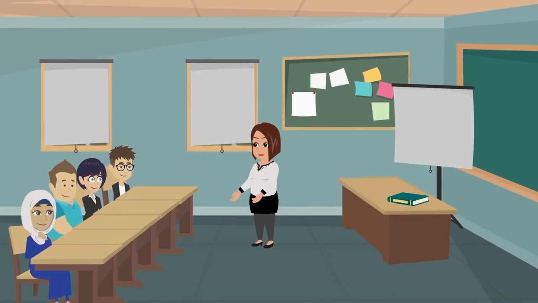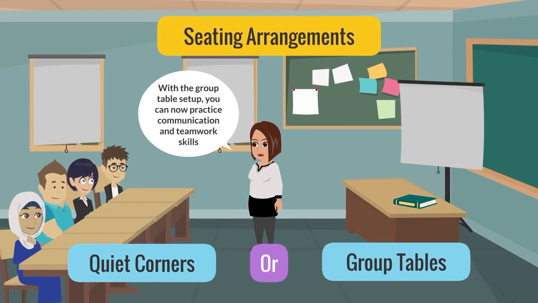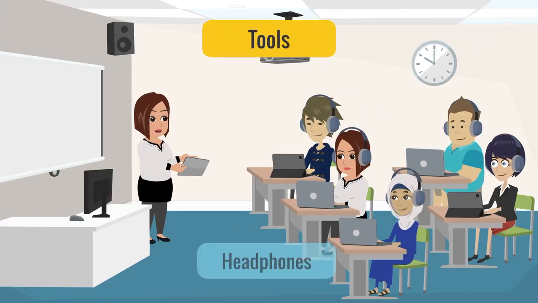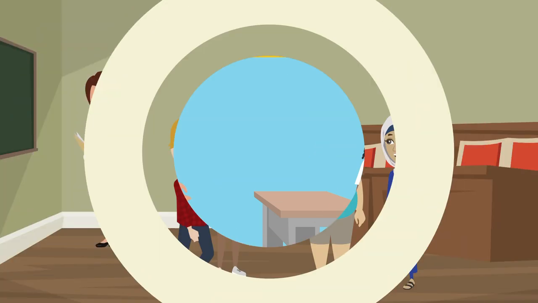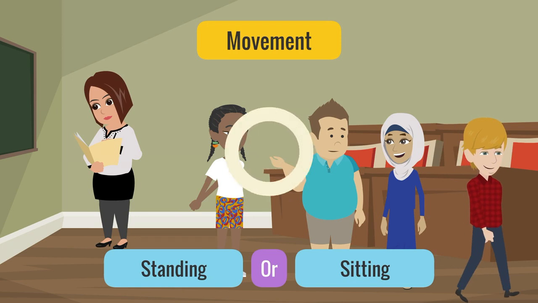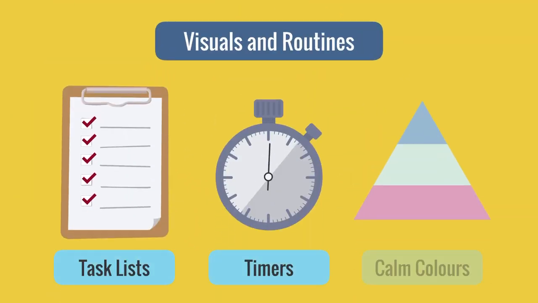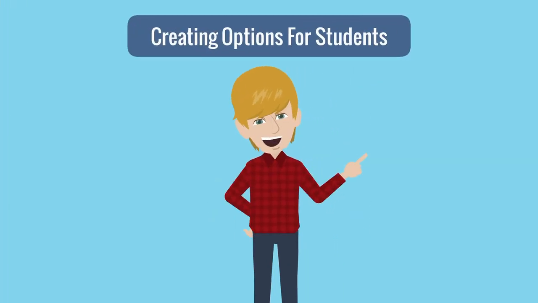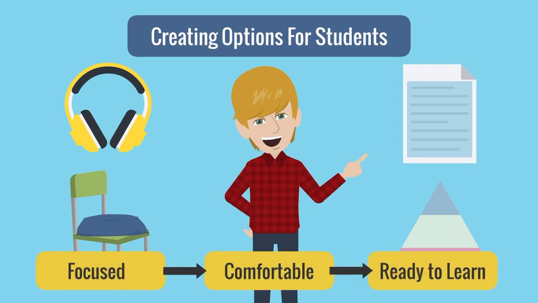That could include seating arrangements, like offering quiet corners or group tables. Tools, like headphones, coloured overlays, or wobble cushions. Movement, allowing some students to stand or take brain breaks. Visuals and routines, like task lists, timers, or calm colours. You're not redesigning the whole classroom. You're creating options, so students can choose what helps them stay focused, comfortable, and ready to learn.